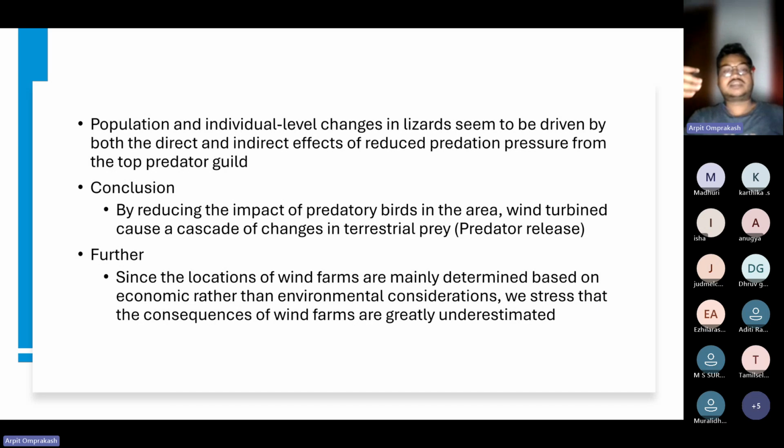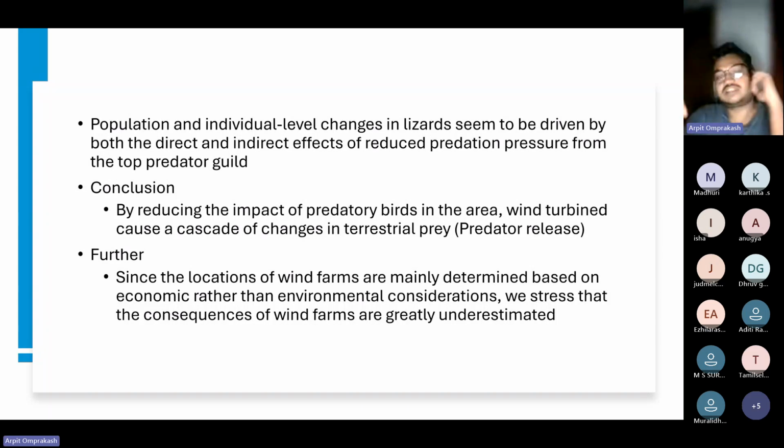And they conclude by saying that by reducing the impact of predatory birds in that area, wind turbines cause a cascade of changes in the terrestrial prey, which is similar to a predator release. So basically, the wind turbines can be thought of as predators of the apex predators of the system, preying on the birds, which are disappearing, and that's why the lizard population is increasing. So it's a cascade of changes happening across trophic levels because of the introduction of wind turbines.